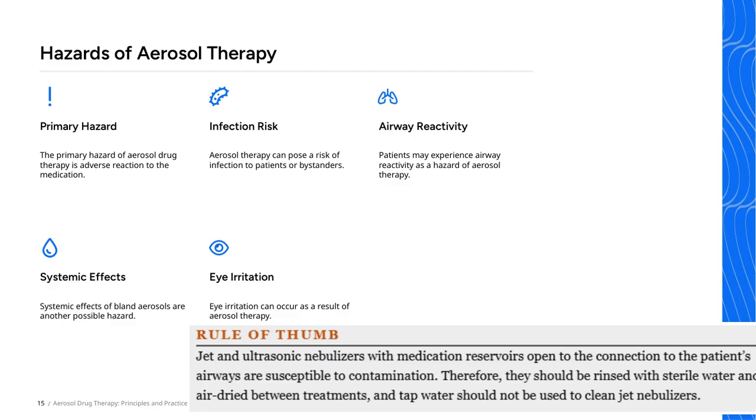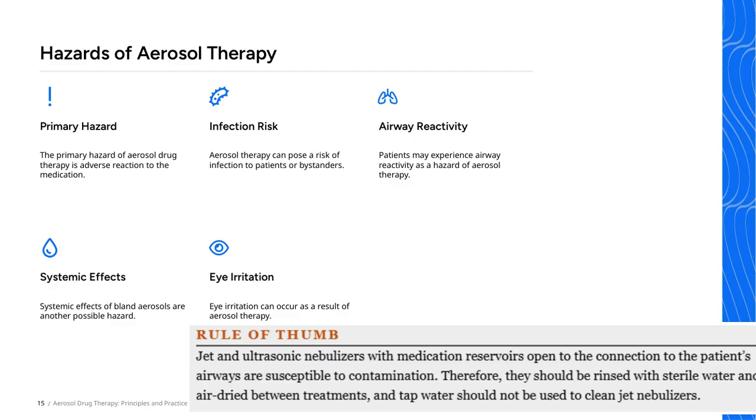Another key point is airway reactivity. Some patients may experience increased airway sensitivity or bronchospasm in response to aerosol therapy, which can complicate their condition. We also need to consider the risk of infection. Aerosol therapy can potentially introduce pathogens, posing a threat not only to the patient, but also to healthcare workers and bystanders. Proper infection control measures are essential here.